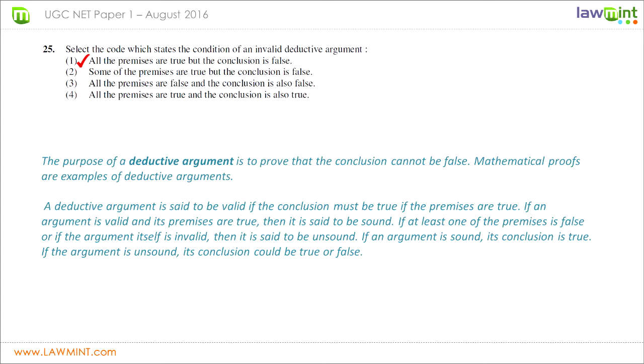In question number 25, we are asked to select which of the conditions indicates an invalid deductive argument. Now, if you go through the text that is given below, you'll see that the first statement in the second paragraph says that a deductive argument is said to be valid if the conclusion must be true if the premises are true. Therefore, if all the premises are true but the conclusion is false, then the argument is called an invalid deductive argument. Therefore, the answer choice 1 is the correct answer here.